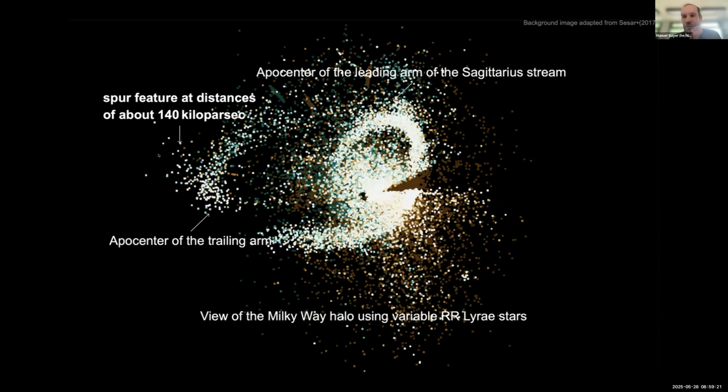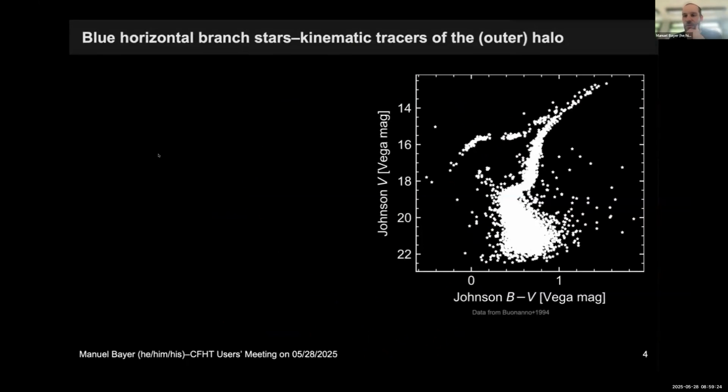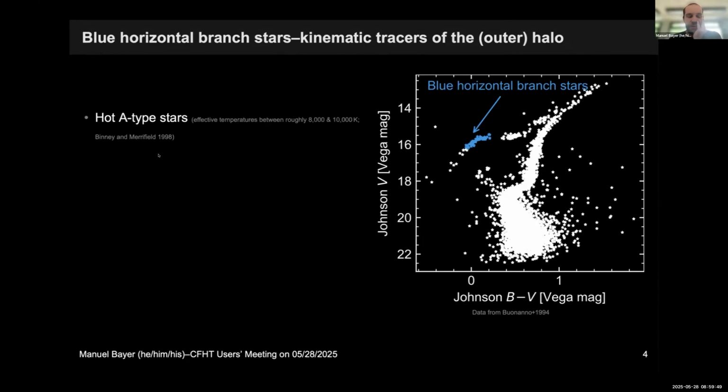However, there's another type of star that has similar brightness as RR Lyrae stars, which are blue horizontal branch stars. On the right, I'm showing a color magnitude diagram of an example globular cluster. Blue horizontal branch stars in this diagram are located at similar brightness as RR Lyrae stars, but slightly bluer. They are hot A-type stars, with temperatures from 8,000 to 10,000 Kelvin. As you can see, they have quite a narrow range of luminosities, or magnitudes, which means we can calibrate them quite well as standard candles to map out the halo.